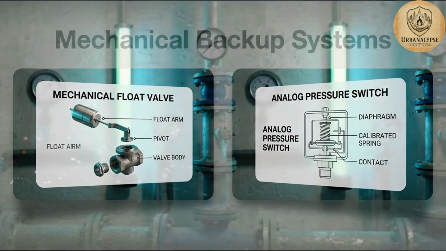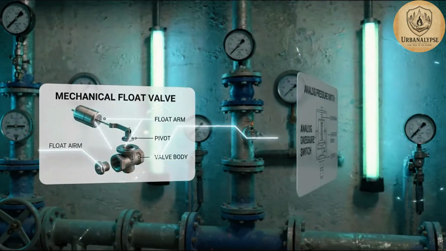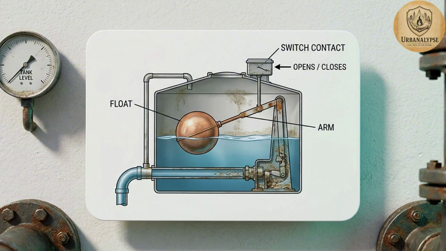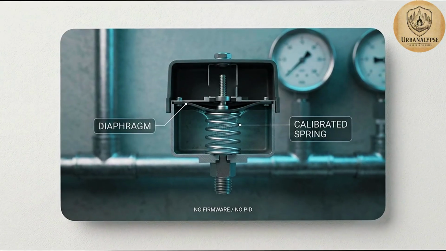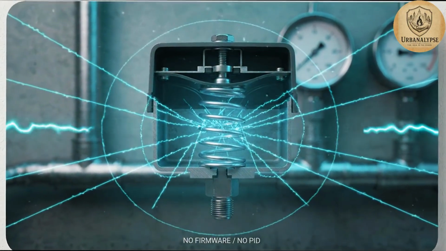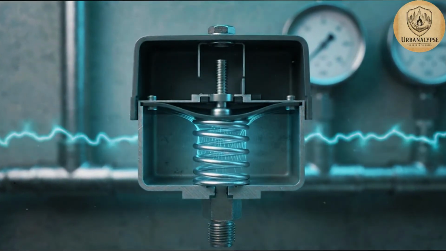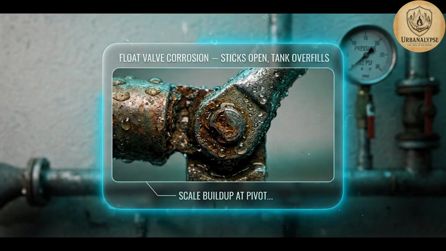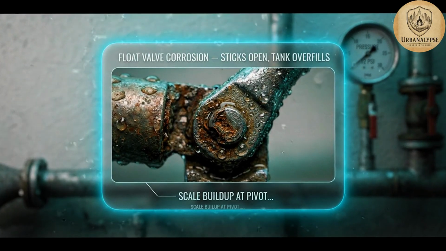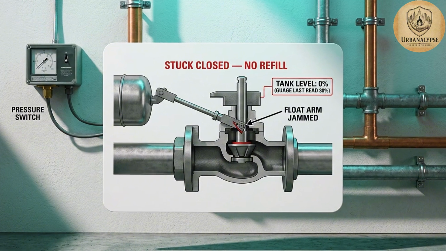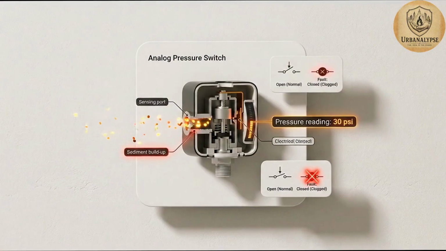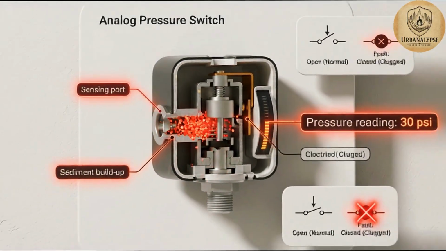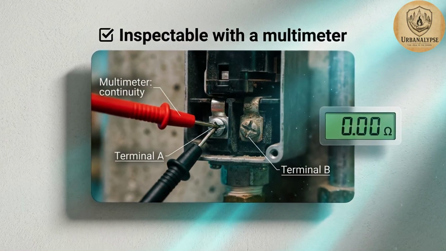Before centralized controllers, buildings relied on mechanical float valves and analog pressure switches as last resort backup logic. A float rises with tank level and breaks or closes a circuit. A pressure switch responds to membrane deflection against a calibrated spring. No firmware, no PID. Their failure modes differ from electronic drift. A float valve corrodes at the pivot or scales on the body, sticks open and the tank overfills, or sticks closed and the tank never refills. A pressure switch fouls at the sensing port with sediment and reads false at any actual pressure. Physical states, inspectable with a multimeter.